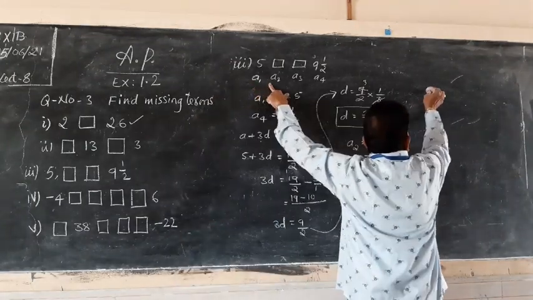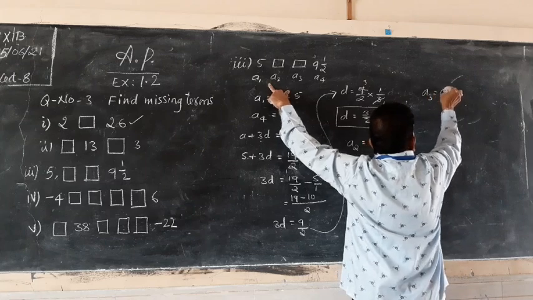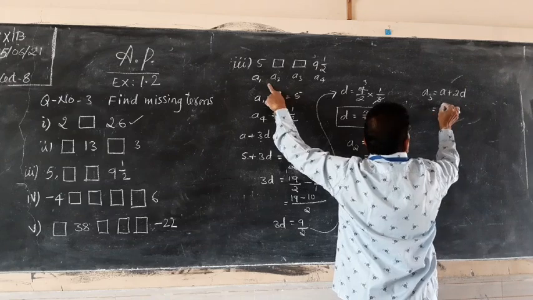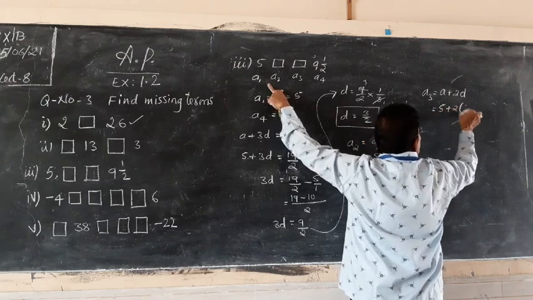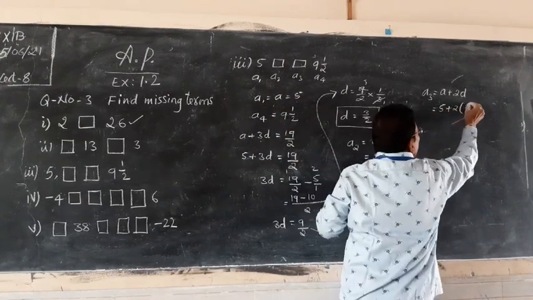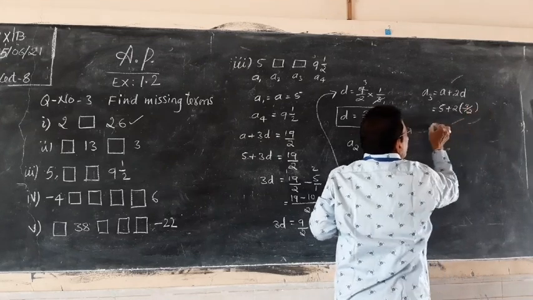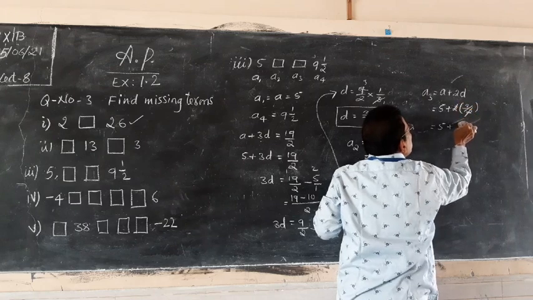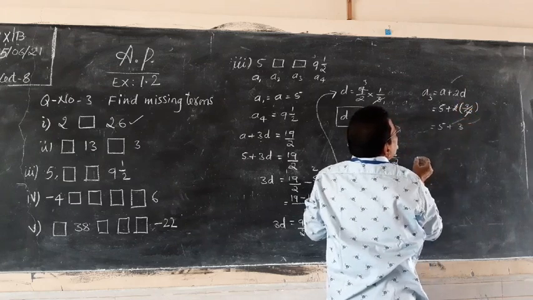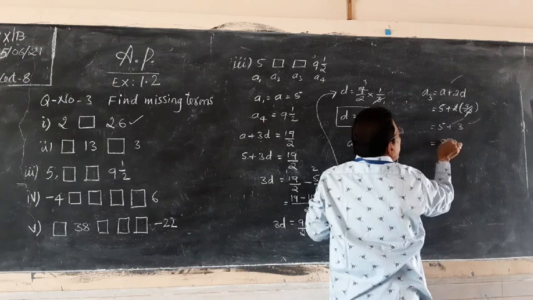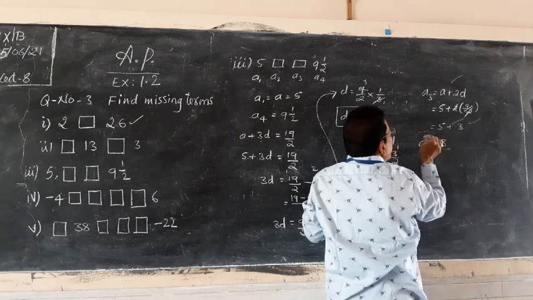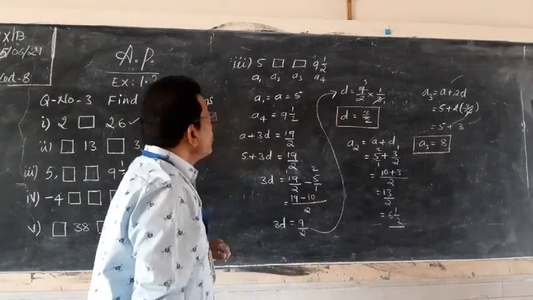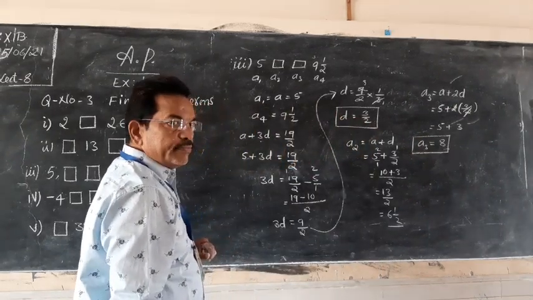So as third term, a3 equals a plus 2d. a is how much? 5 plus 2 into d, how much? 3 by 2. Okay, 2 cancels, that is 3. Then 5 plus 3 is 8. a3 equals 8. Like this we have to find. Write down.